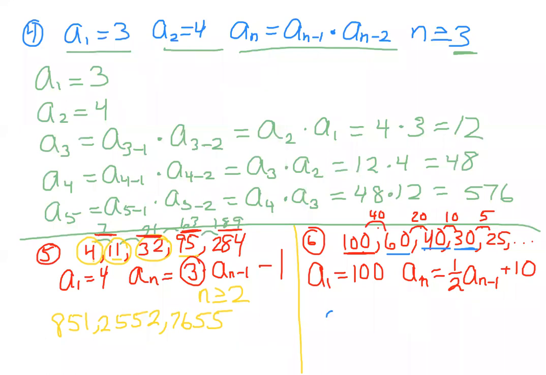The next terms are 22.5, 21.25, and 20.625. All right, let's move on. This is turning into a long lesson. The next one is an explicit formula.